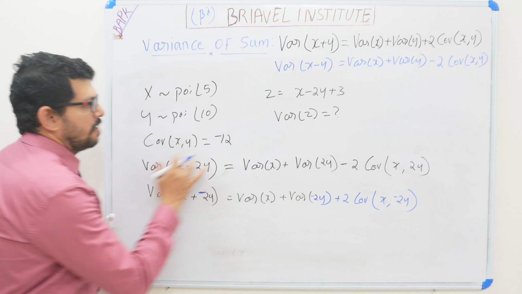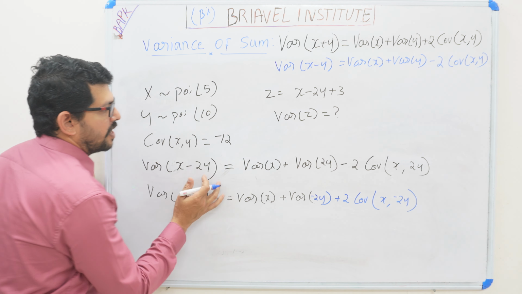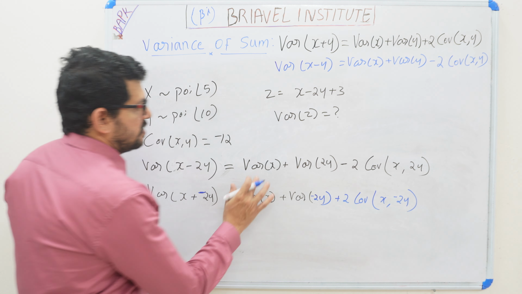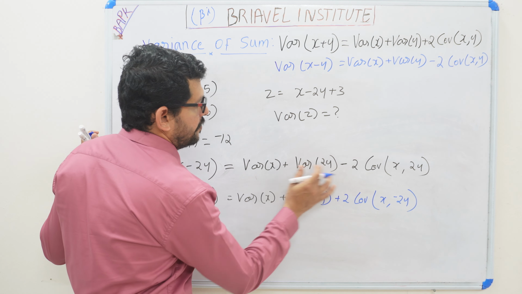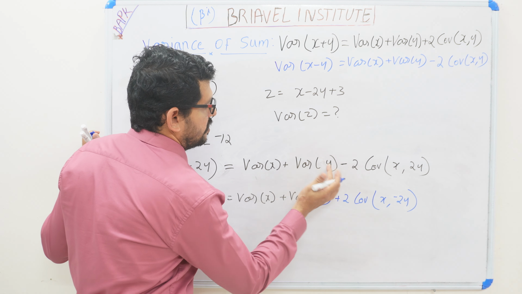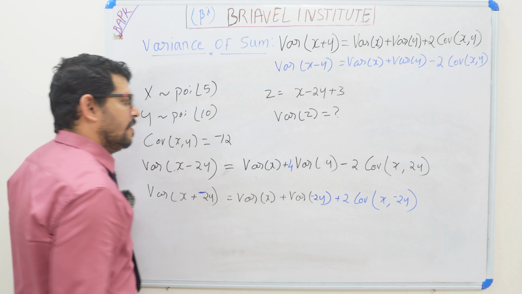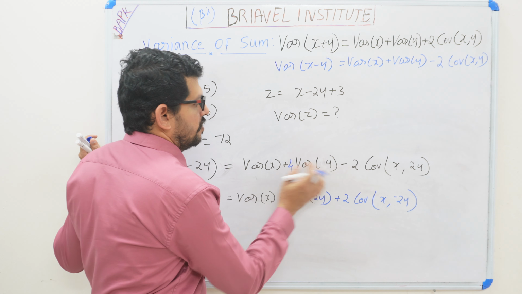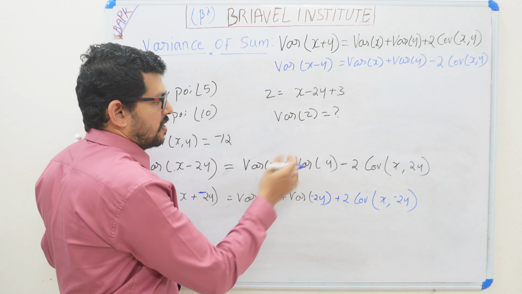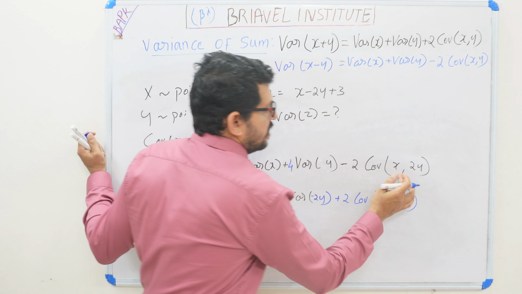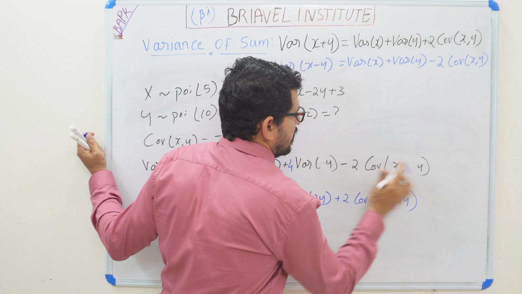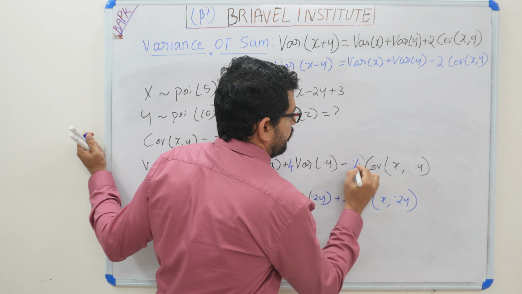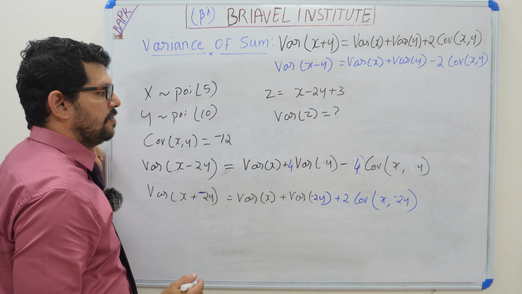Here we directly apply the formula X minus Y. So it is minus 2 times covariance. This is variance of X, this is variance of 2Y. Taking the constant outside the variance, 2 becomes 2 squared, so it becomes 4. Here X into 2Y, 2 into 2 becomes 4 times covariance of X comma Y.